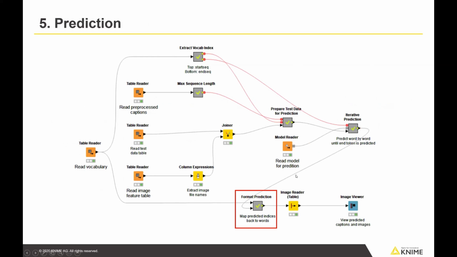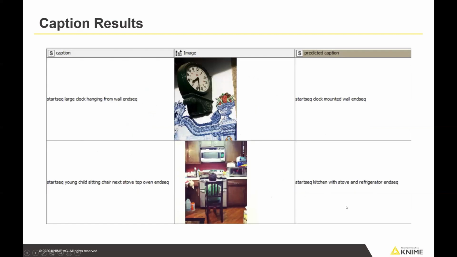After you're done with predicting, because we want to read the caption, we map the predicted indices back to words, read in the images, and then have a look at the prediction in this image viewer. And you can see some of the results here. So for example, here in the first row, it worked pretty well. The ground truth caption you can see here on the left, and the predicted caption is clock mounted wall. So this is definitely true.